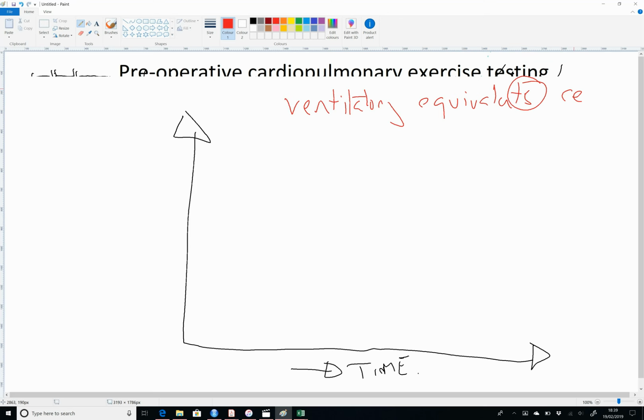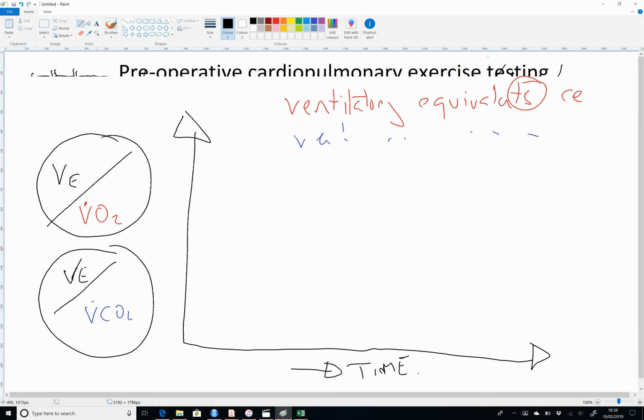And you have those for both oxygen in red and carbon dioxide output in blue. And they are the equivalents or ratios of minute ventilation divided by, for oxygen, oxygen consumption, and for carbon dioxide, minute ventilation divided by carbon dioxide output. Okay, so what does that mean? Well, if you listen to my deep breathing, I'll hopefully give you an indication of their values. So remember, we're looking at how hard I'm breathing to achieve exchange of oxygen and to achieve the exchange of carbon dioxide.